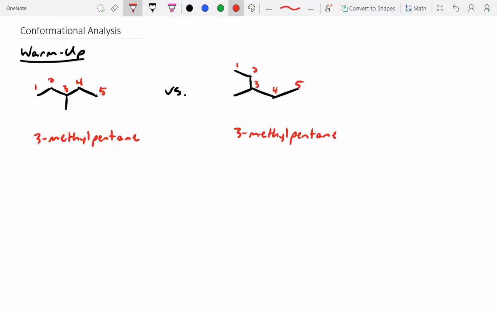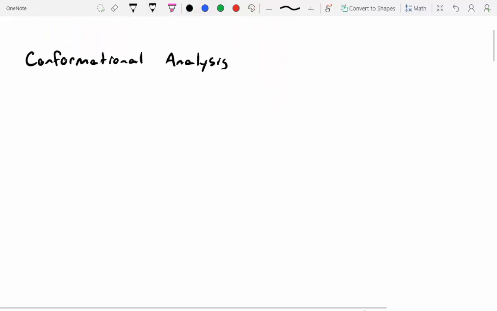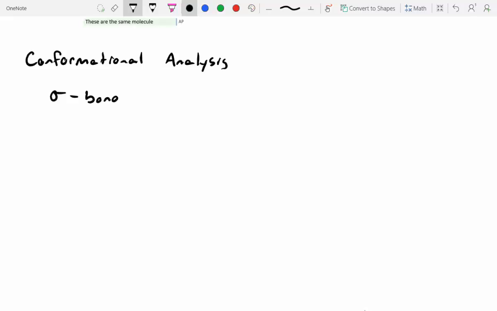Yeah, different conformations. We know sigma bonds are head-on interactions. They can rotate, spin around, flop around in space. And that's exactly what we're going to cover today. It's conformational analysis. With conformational analysis, it's basically the assumption that sigma bonds are assumed to rotate.